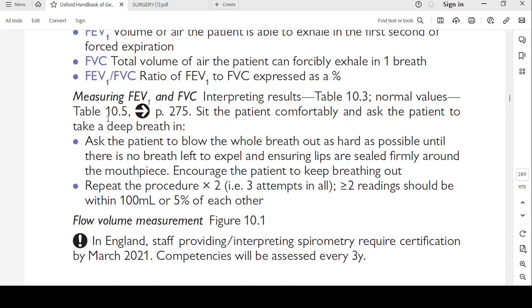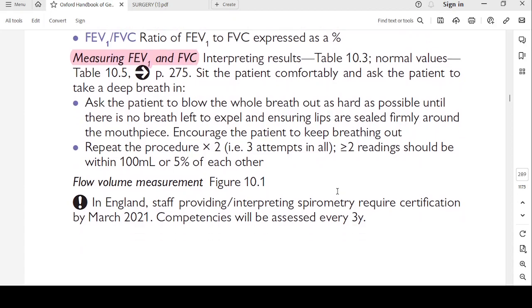Normal values, table 10.5. Sit the patient comfortably. Ask the patient to take a deep breath in. This is for measuring the FEV1 or FVC in a sitting position, whereas peak flow is in a standing position. Ask the patient to blow the whole breath out as hard as possible until there is no breath left to expel, ensuring the lips are sealed firmly around the mouthpiece. Encourage the patient to keep breathing out. Repeat the procedure, 3 attempts in all, and at least 2 readings should be within 100 ml or 5% of each other.